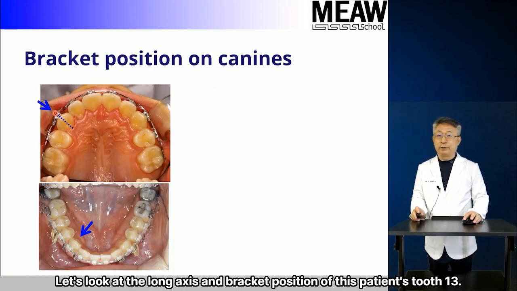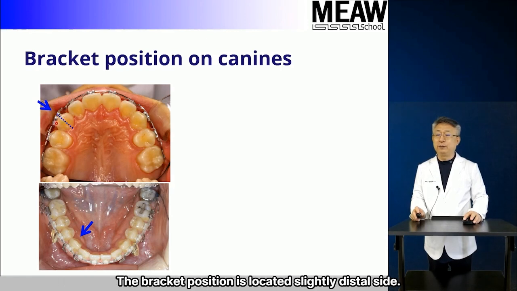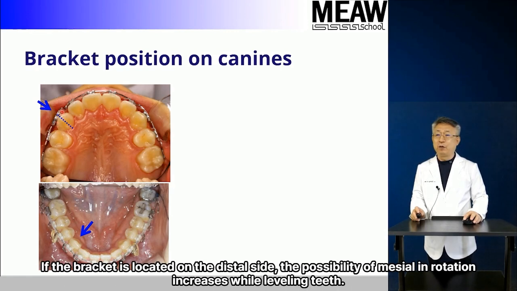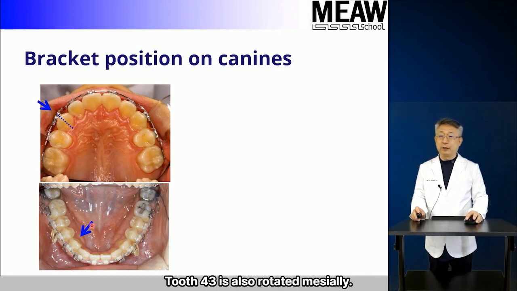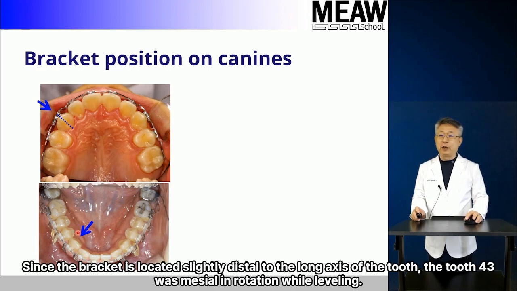Let's look at the long axis and bracket position of this patient's tooth 13. The bracket position is located slightly on the distal side. If the bracket is located on the distal side, the possibility of mesial rotation increases while leveling teeth. Tooth 43 is also rotated mesially. Since the bracket is located slightly distal to the long axis, tooth 43 was mesially rotated while leveling.